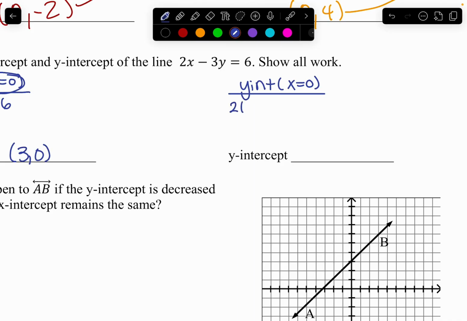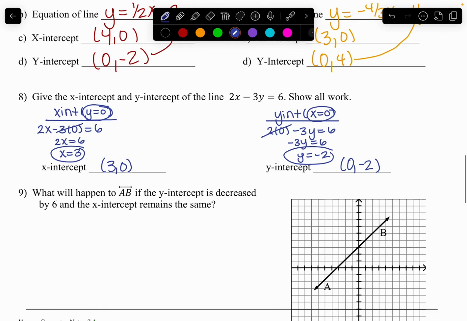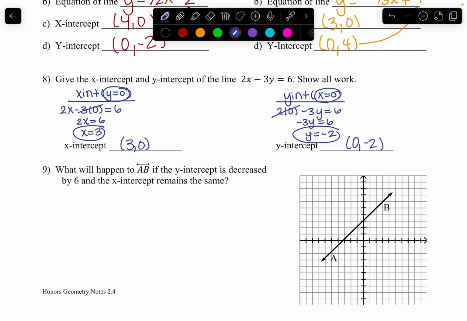So I'm going to grab my equation, plug in 0 for x. 2 times 0 is nothing. You have a -3y, so be careful. So y will be -2. This is your y, this is your x, so you write this as 0, comma -2. And now you're able to find x and y intercepts without having to graph it, which is super fun.